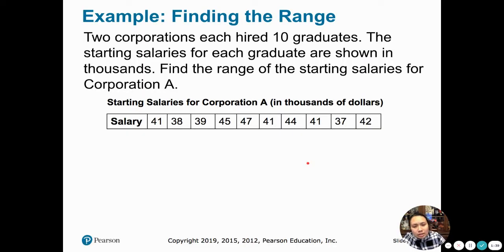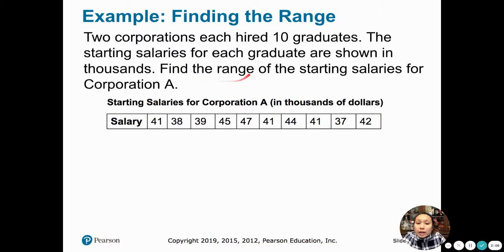All right, so here is our first example in finding the range. Two corporations, each hired 10 graduates. The starting salaries for each graduate are shown in thousands. Please keep that in mind. Find the range of the starting salaries for Corporation A. All right, so listed right here are the starting salaries for Corporation A.